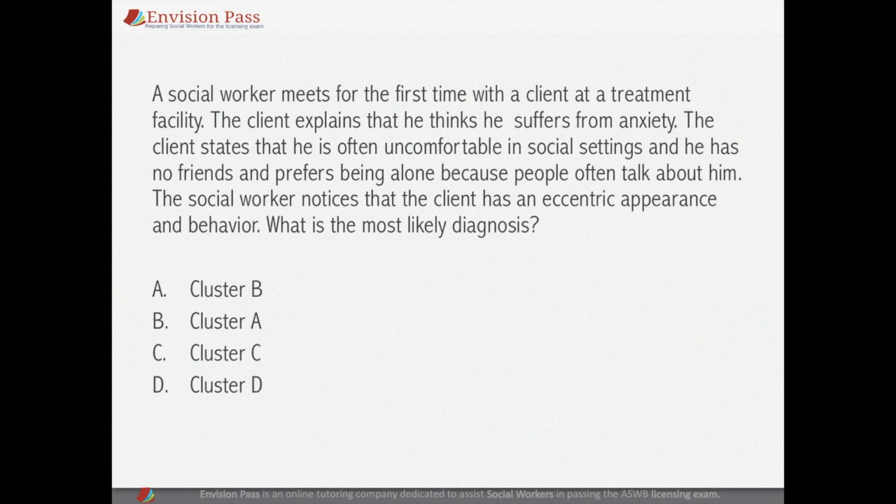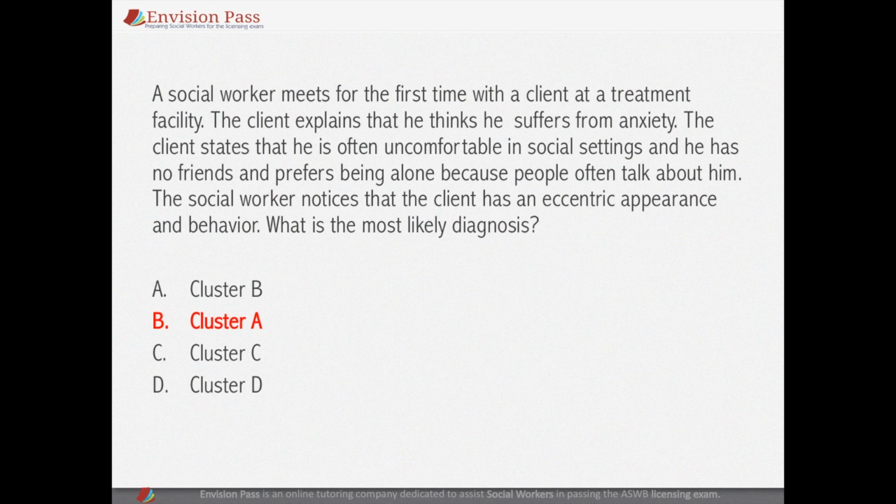A social worker meets for the first time with a client at a treatment facility. The client explains that he thinks he suffers from anxiety. The client states that he is often uncomfortable in social settings and he has no friends and prefers being alone because people often talk about him. The social worker notices that the client has an eccentric appearance and behavior. What is the most likely diagnosis? A. Cluster B, B. Cluster A, C. Cluster C, or D. Cluster D? And the answer is B.